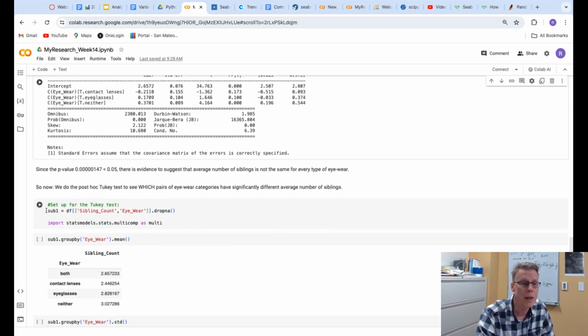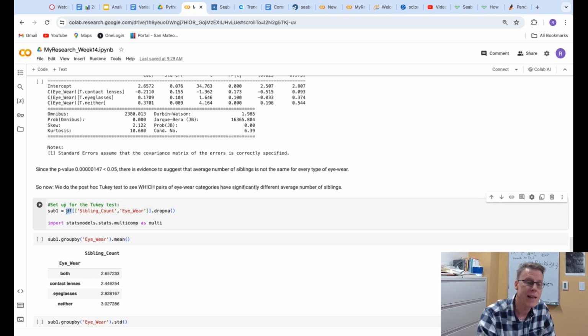So out here, what I'm doing is I'm setting up with a subset of my data frame. The DF data frame has all the variables in it, plus the ones that I've created and data managed. I've got a lot of different variables. What we're doing is we're getting a subset that's just the sibling count and just the eyewear, and we've dropped the NAs. So this is important to not get an error, to make this subset of your data frame.